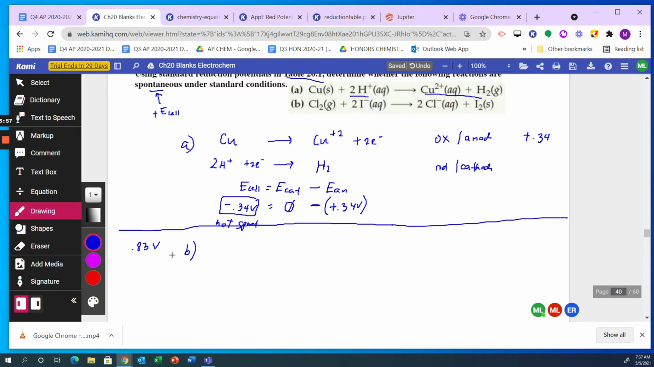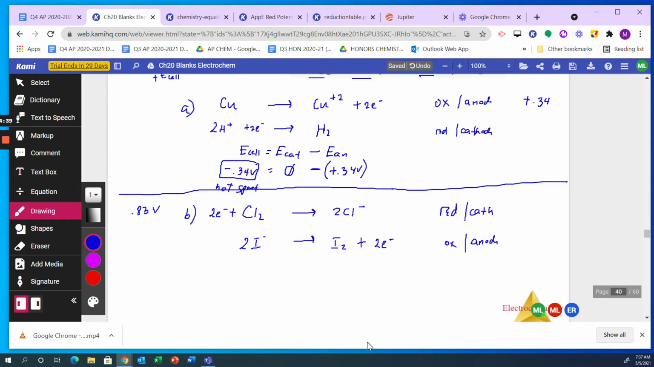Okay, so let's try letter B. The answer should be positive 0.83 volts. Okay, so let me work through it. Cl2 becoming 2Cl minus. It got more negative, so it's going to be reduced, and this is the cathode. And the electrons go on the more positive side, 2 electrons. Now 2I minus going to I2. So it became more positive, so it got oxidized and giving away 2 electrons. So this is the oxidation, this is the anode.